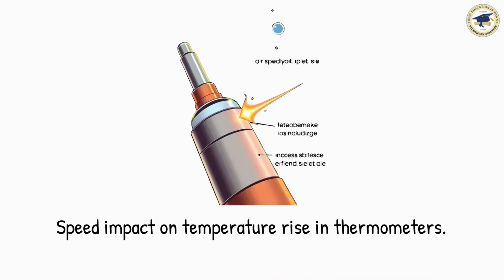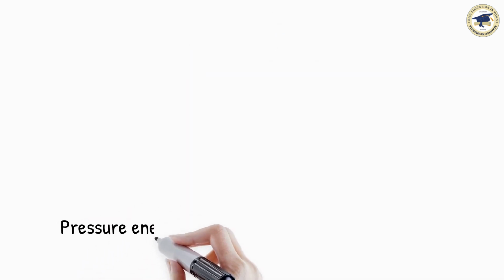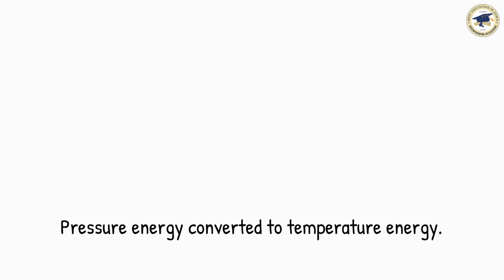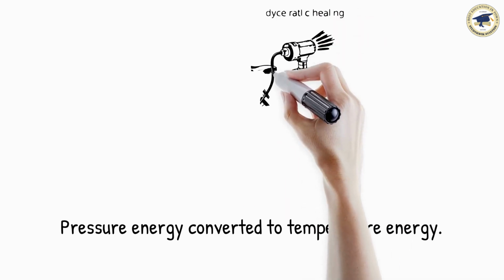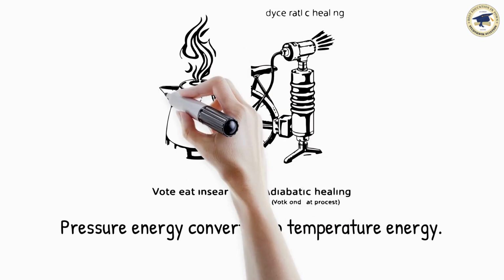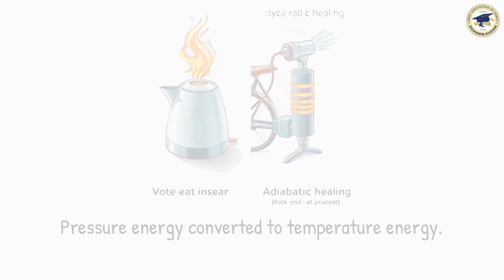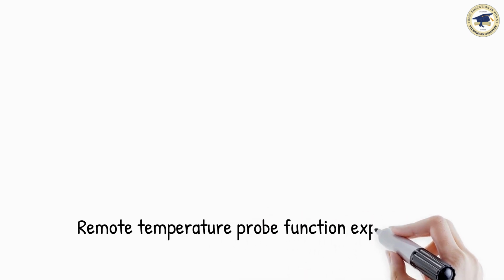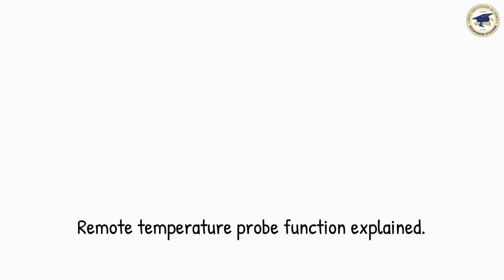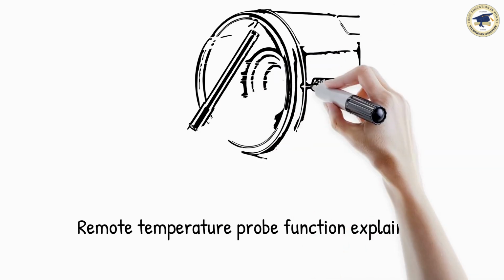Adiabatic heating is the main contributor to the temperature rise in the remote reading total head thermometer. This occurs due to conversion of pressure energy into temperature energy, not by direct application of heat. For example, boiling a kettle equals direct application of heat. Pumping a bicycle pump equals rise in temperature without any added heat, because compressing the air converts energy.